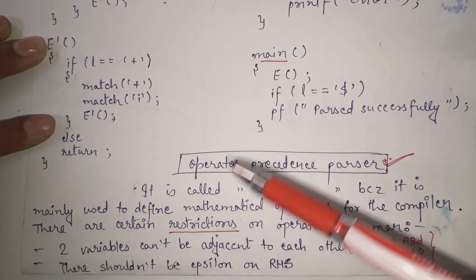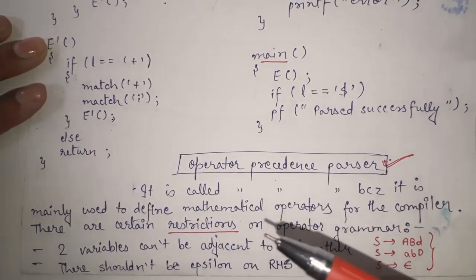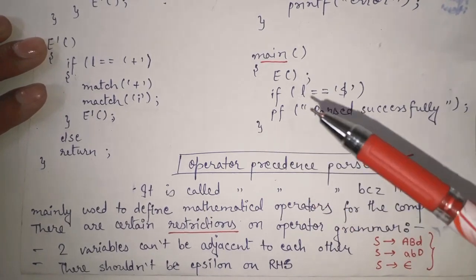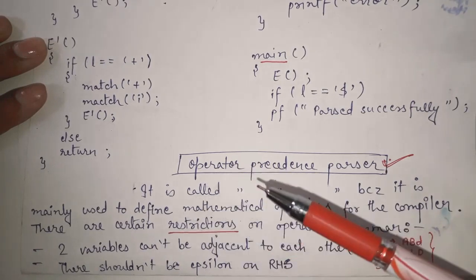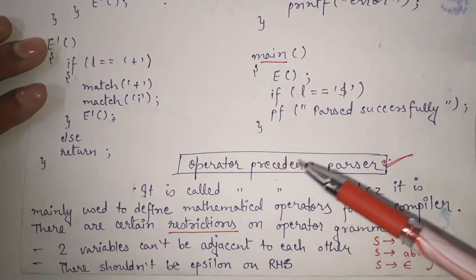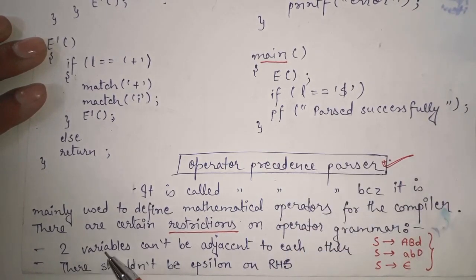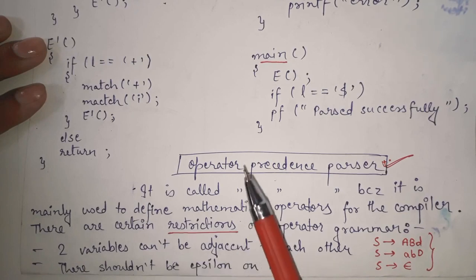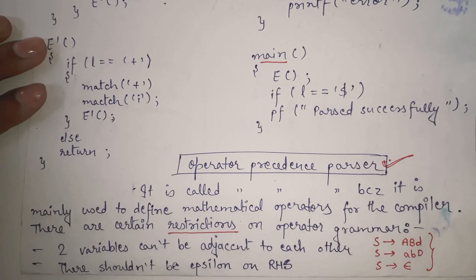If there is any grammar given, actually this is a GATE asked question also. In GATE, and I guess in UGC NET also, this question has been asked: for example, they give 3-4 grammars and ask you which of the grammars are operator precedence grammar and which are not. So how can you recognize them? If two variables are adjacent to each other, we can say that it is not operator precedence. If there is epsilon on the RHS, we can say that it is not operator precedence, because these are the two restrictions on the operator precedence grammar.